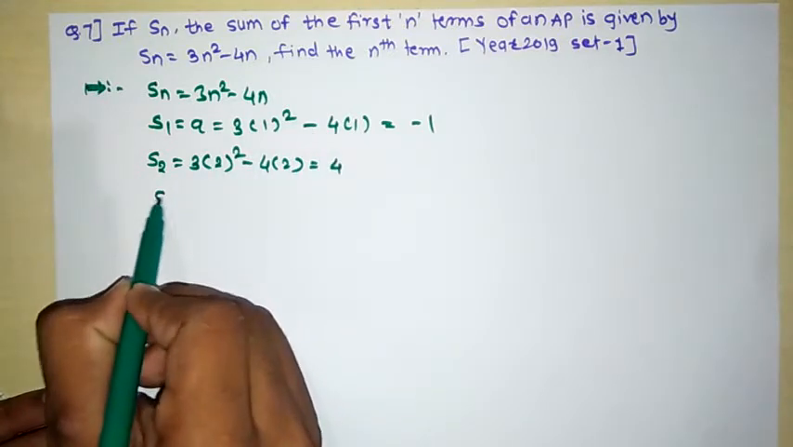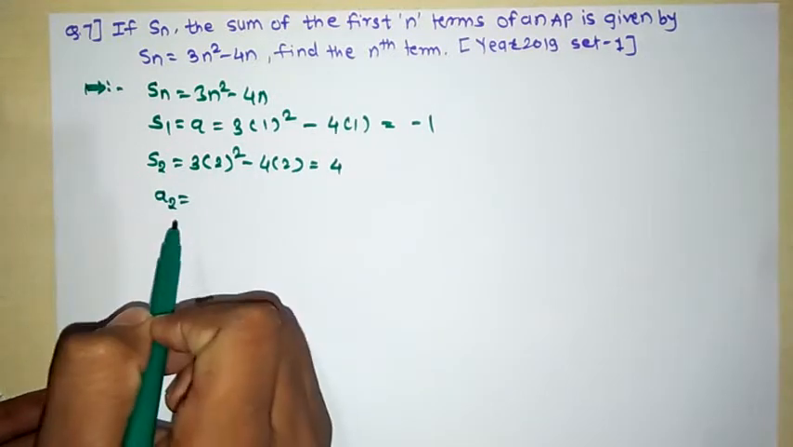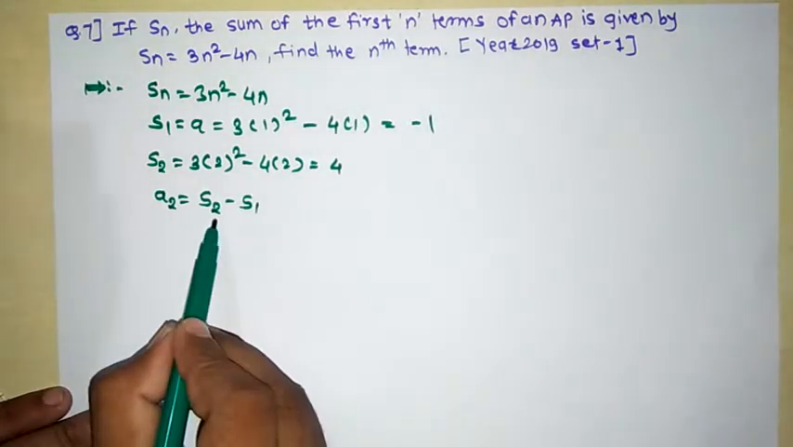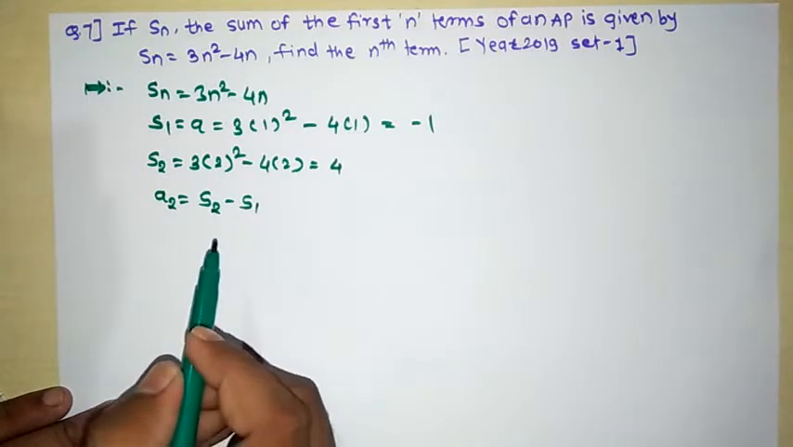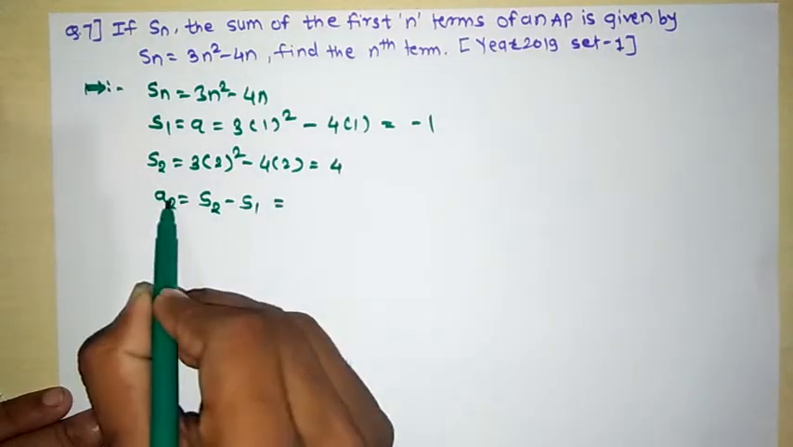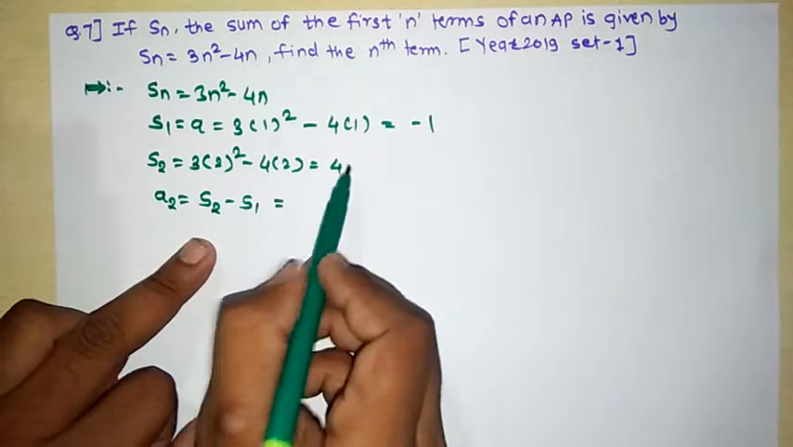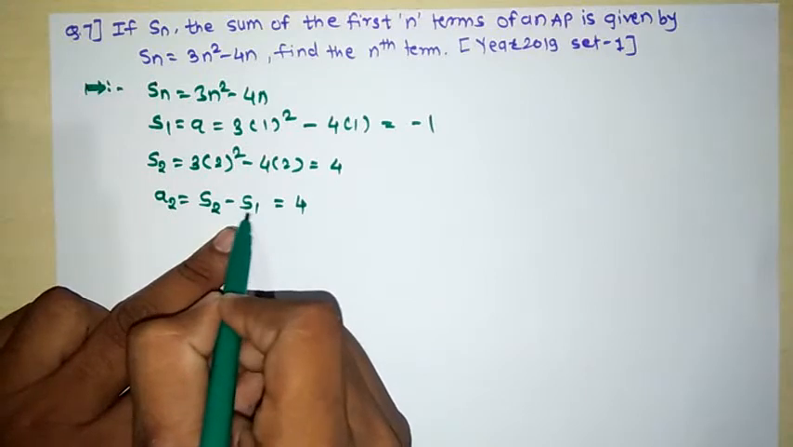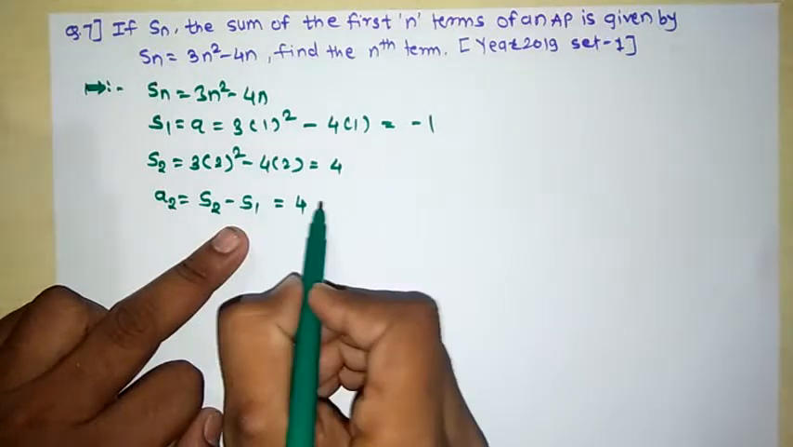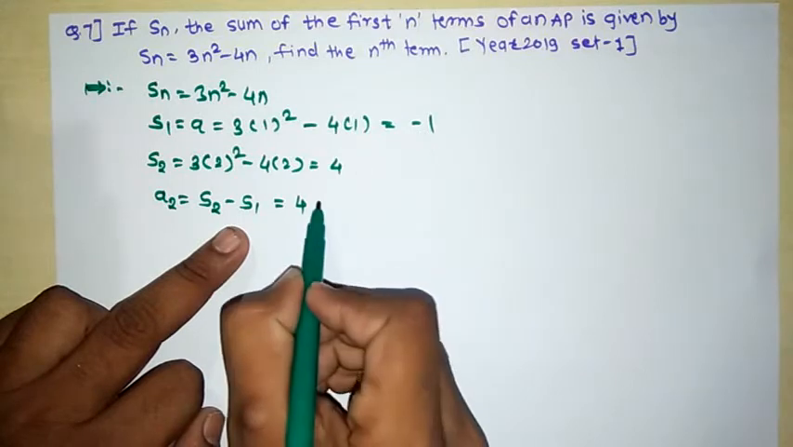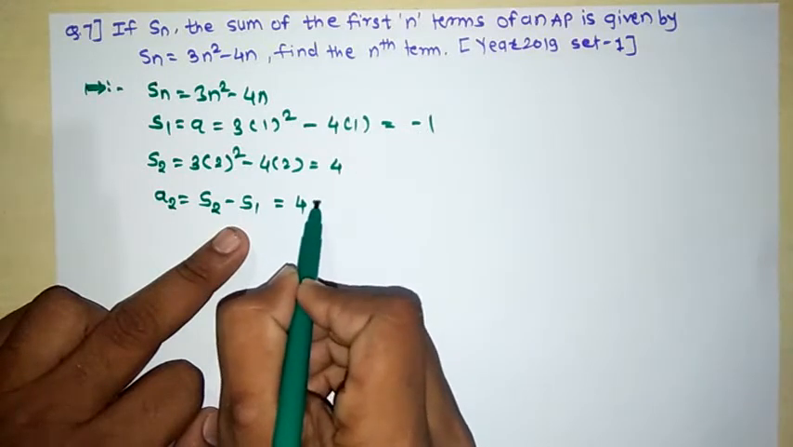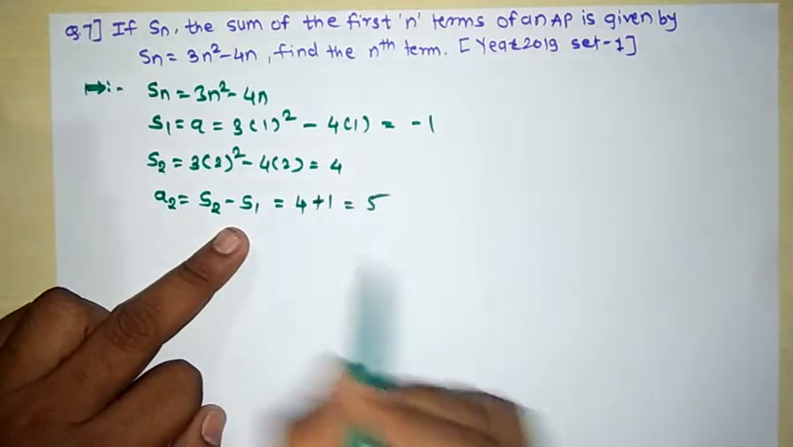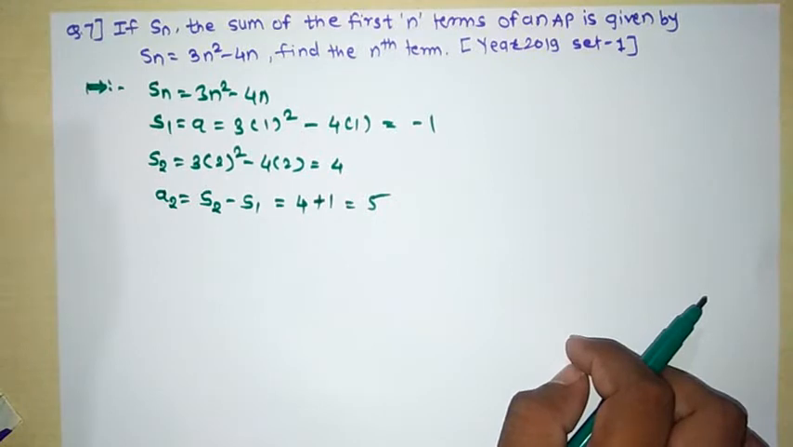From this can we find the second term, that is a2? How can you find a2? It is the sum of the two terms minus sum of the first term. If we do this, we will get the second term. Sum of the first two terms is 4 minus S1. S1 means it is the first term only. What is the first term here? Minus 1. We have to subtract it. Therefore a2 will be 4 plus 1, which is equal to 5. Now we got here a2 is equal to 5.